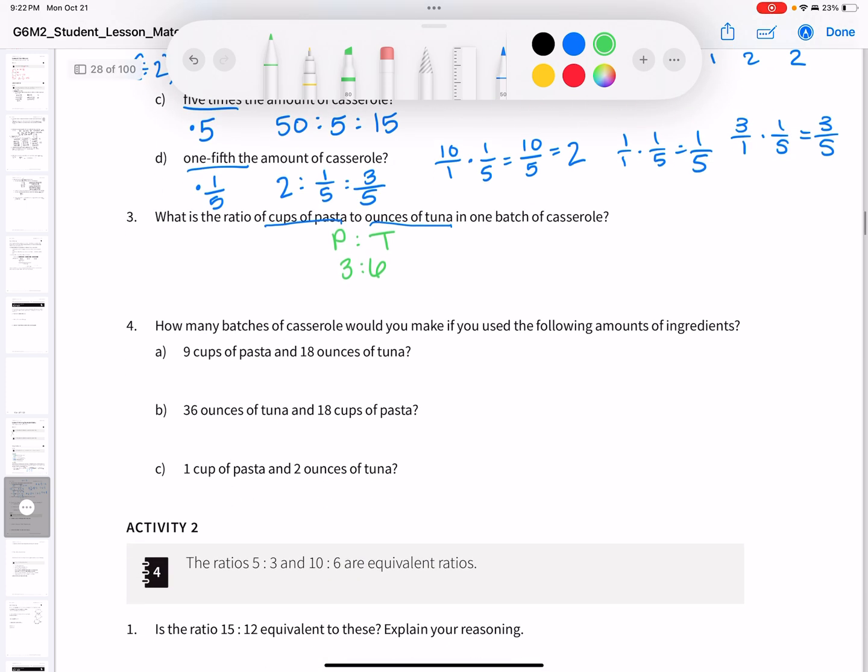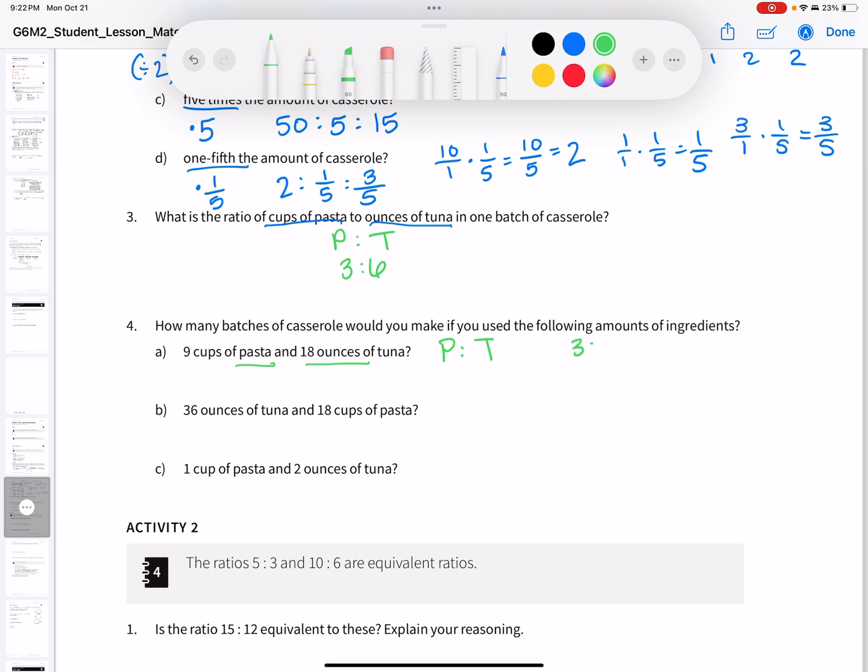4. How many batches of casserole would you make if you used the following amounts of ingredients? 9 cups of pasta and 18 ounces of tuna. So again, this is a pasta to tuna ratio, which we already know is 3 to 6. So now we're looking at 9 cups of pasta and 18 ounces of tuna.